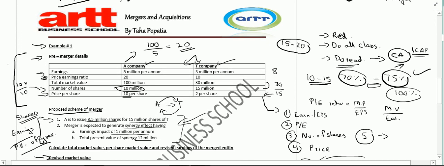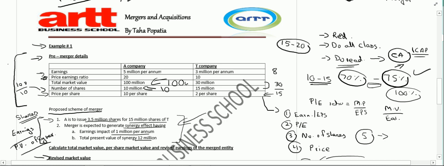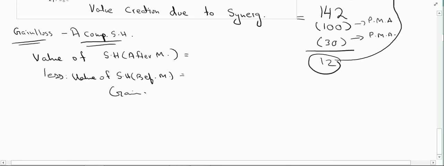Going back to the question, we had 10 million shares in A, and they were worth 100 million before merger. So we know that the before merger value was 100 million.